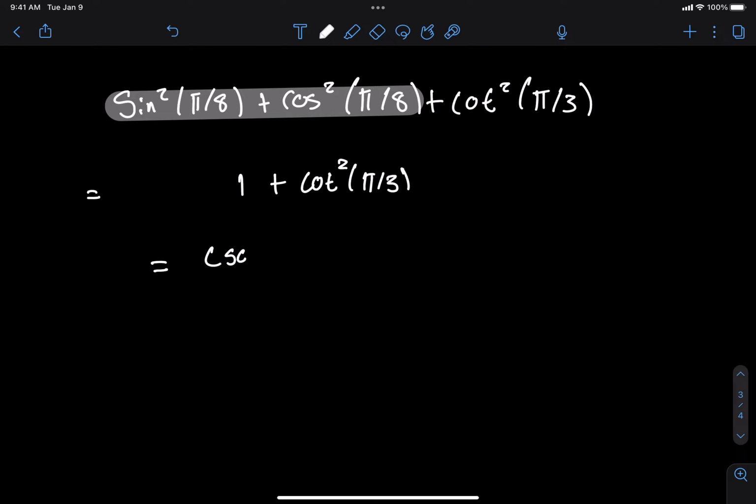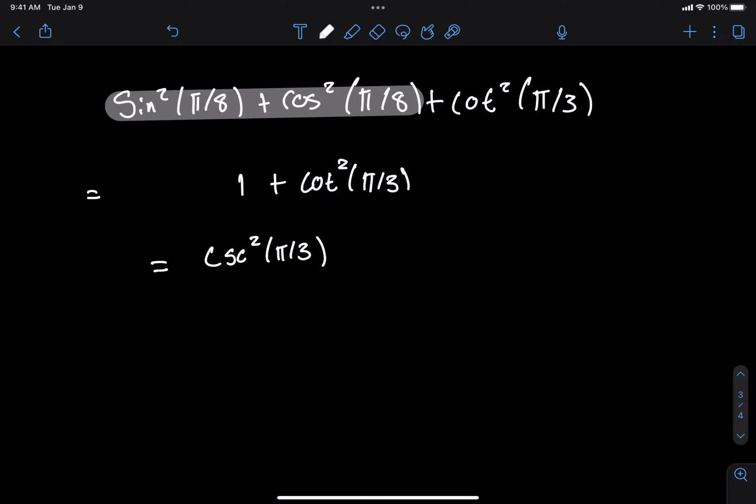But I didn't want to say that co goes with co, because in the case of the reciprocal identity, 1 over cosine does not equal cosecant. It's cosine, secant. Anyways, this is cosecant squared of pi over 3. Am I done? Well, you have to find that.